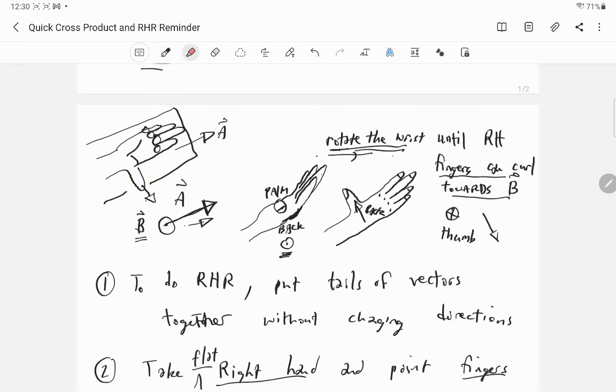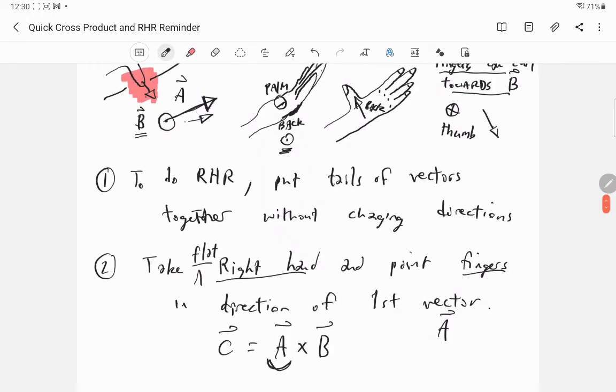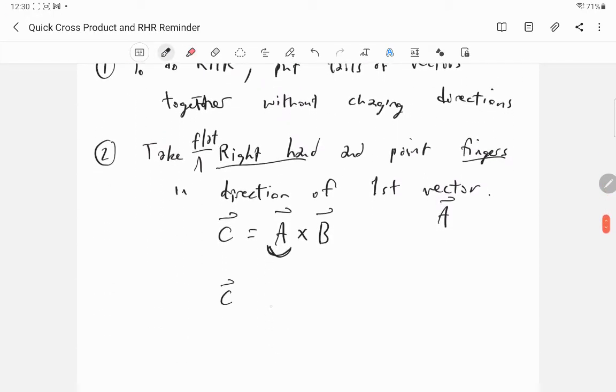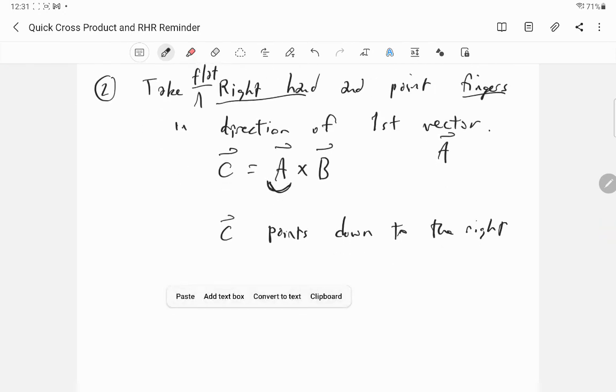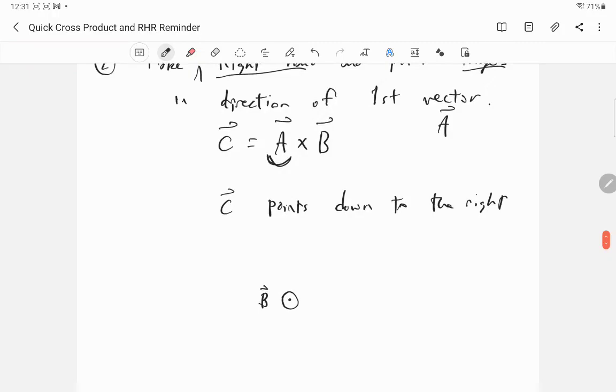And the answer is down to the right. That is C points down to the right. So if I was to, let me paste again. So here is that vector B, and roughly speaking, the vector A, right, points this way. That was A. And it turns out that the answer to C is that one. It's not any other direction.